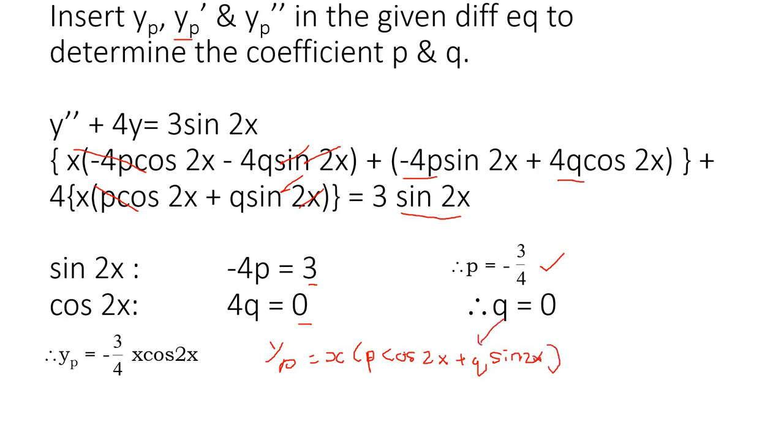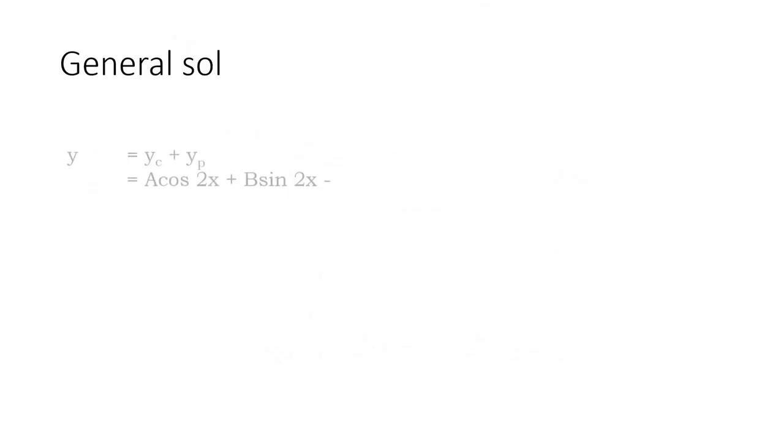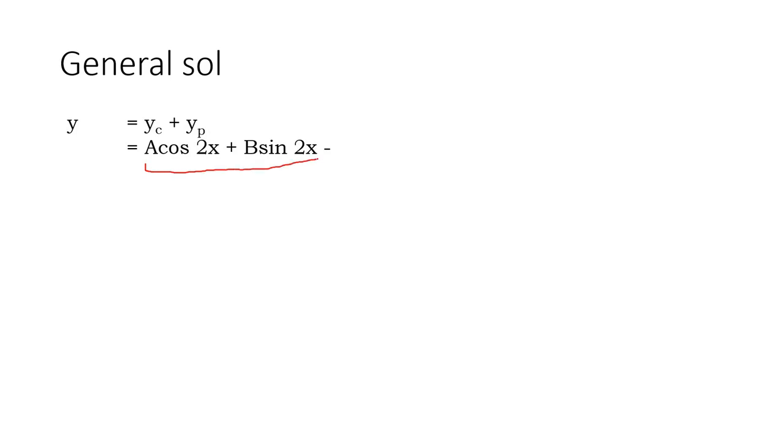And then q is 0. That's why p is negative 3 over 4, and your yp is negative 3 over 4 x cos 2x. Then you add up your yc and yp, where yc is a cos 2x plus b sin 2x, and yp is negative 3 over 4 x cos 2x. So this is a general solution.